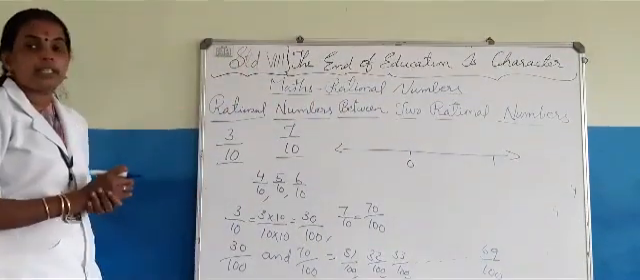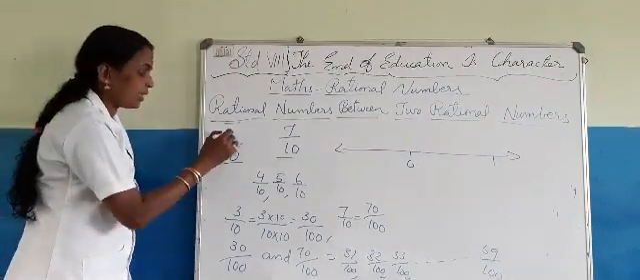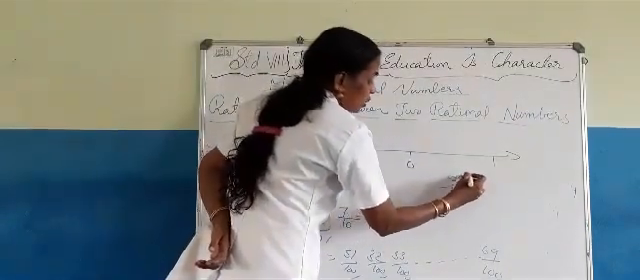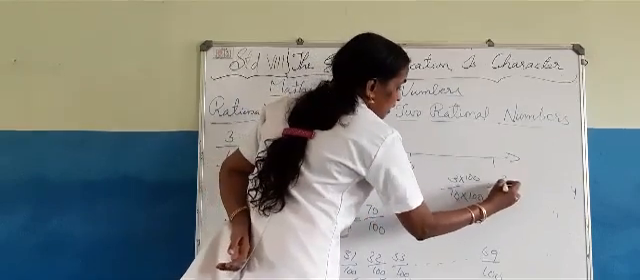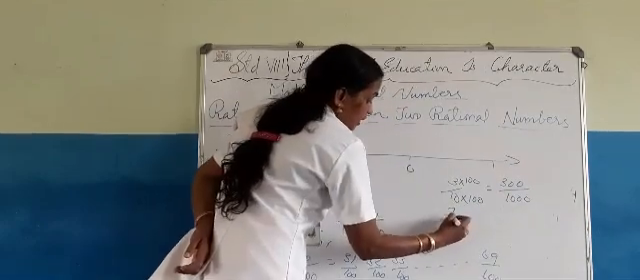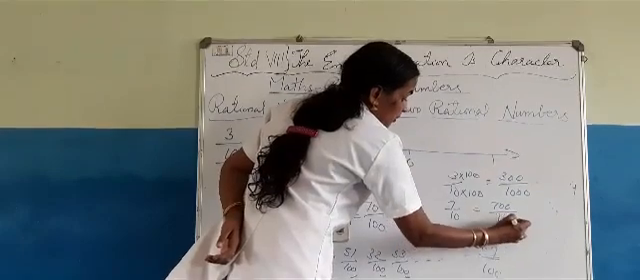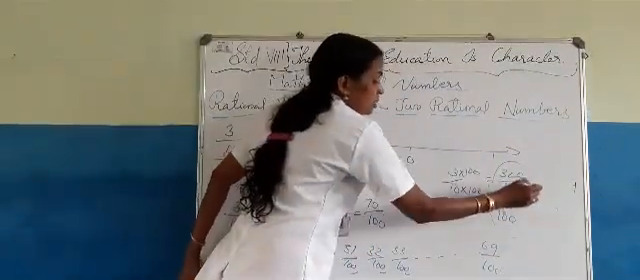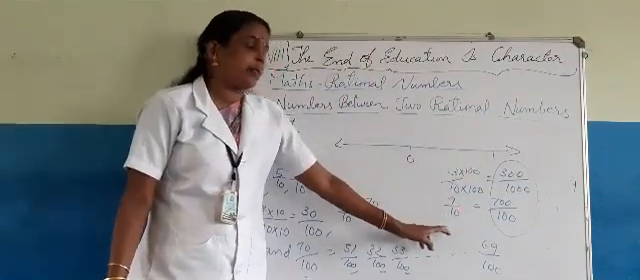So we got many rational numbers. Once again, we can multiply both numerator and denominator by 100. We will get 300 by 1000 and 7 by 10 as 700 by 1000. Then also we can find many rational numbers between 3 by 10 and 7 by 10.